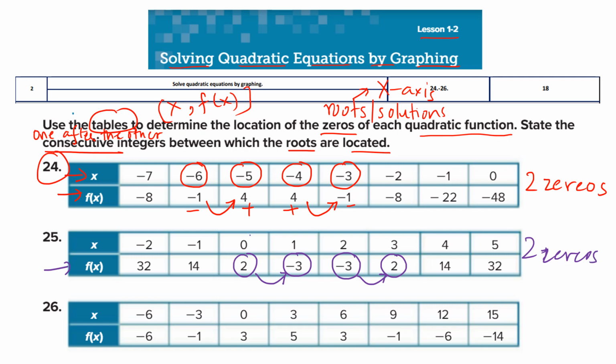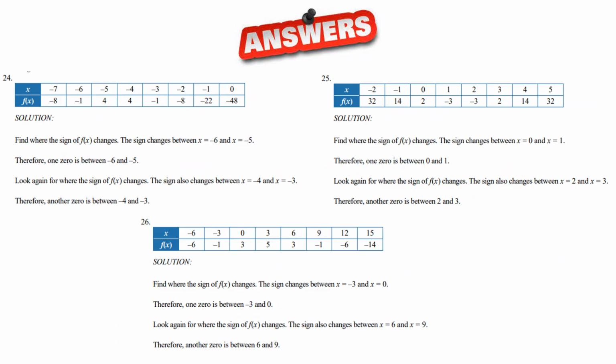One root will lie between x equal to 0 and x equal to 1, because that's where it changes sign from positive to negative. And the second root will be between 2 and 3, because that's where it changes sign from negative to positive. So that's how you get your answer. Here on the screen, you see the solution for questions 24, 25, and 26. It is exactly the same way that I have explained.